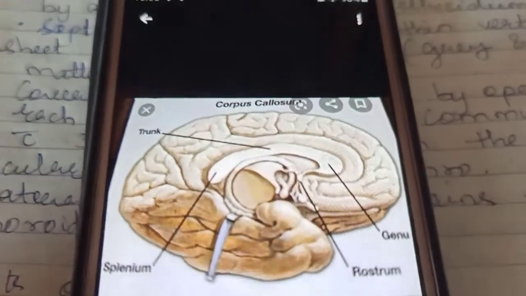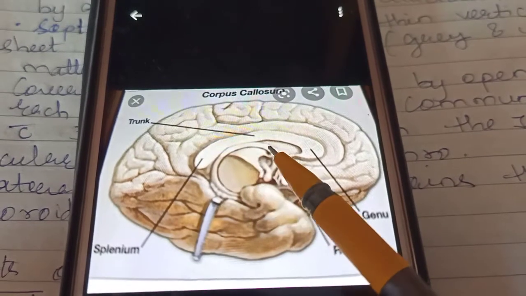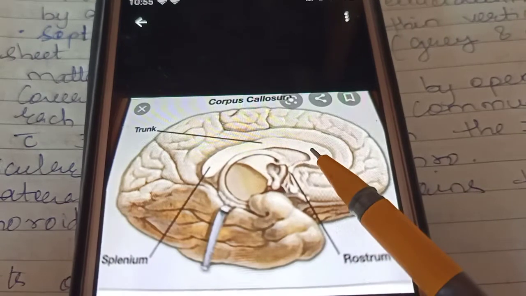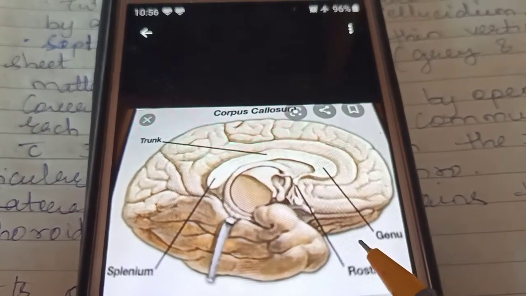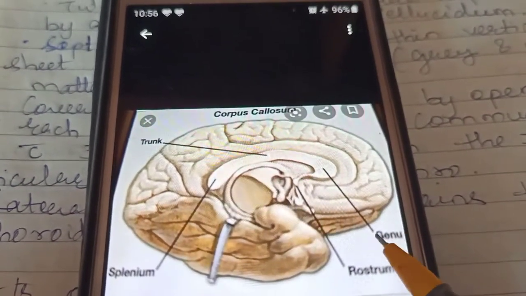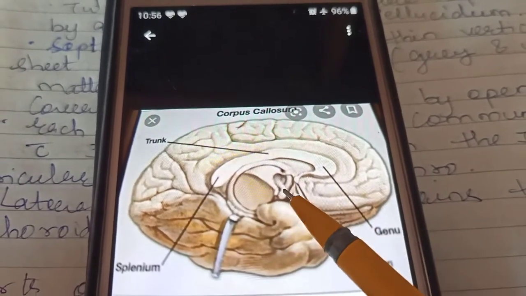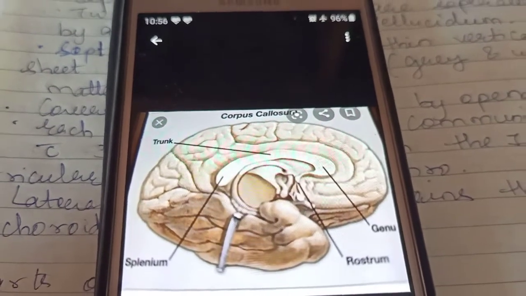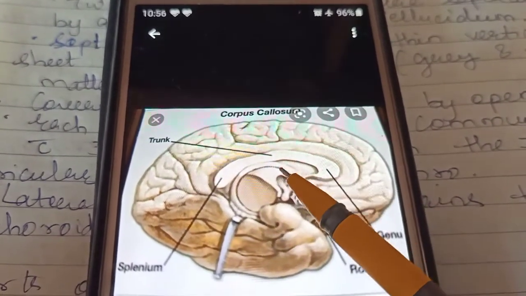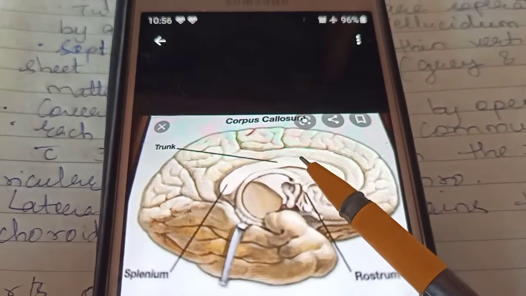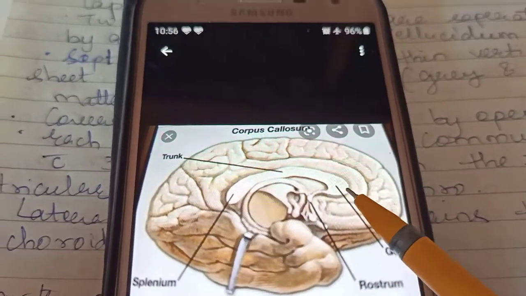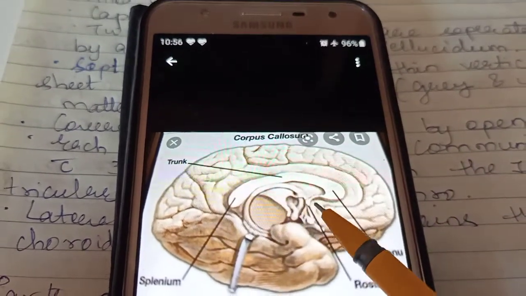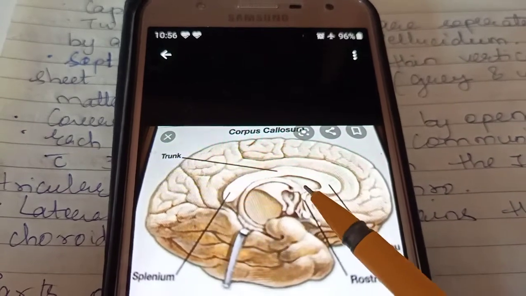So you can see easily here the roof. Suppose this is the anterior horn. The roof is formed by the trunk of the corpus callosum, the anterior wall is formed by the genu of the corpus callosum, and the floor is formed by the rostrum of the corpus callosum. Clear? Very clear. So if this is the anterior horn, the roof is formed by the trunk, the anterior wall by the genu, and the floor by the rostrum of the corpus callosum.